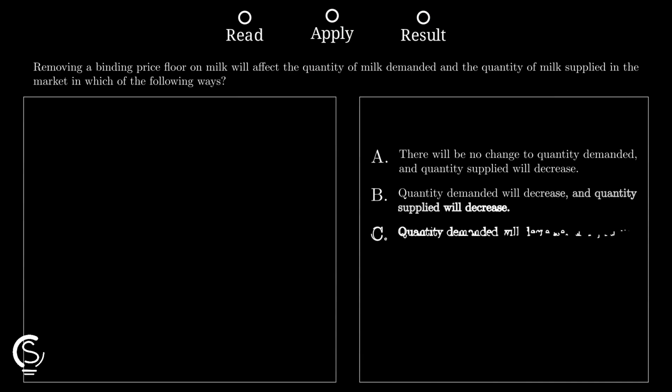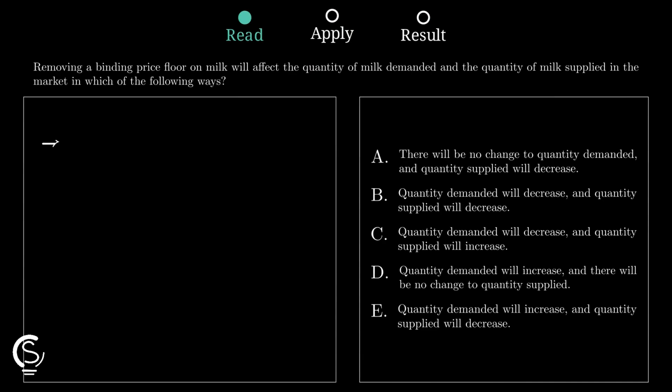A binding price floor is set above the equilibrium price, which creates a surplus of milk. When we remove it, the price naturally falls back down toward the market equilibrium.